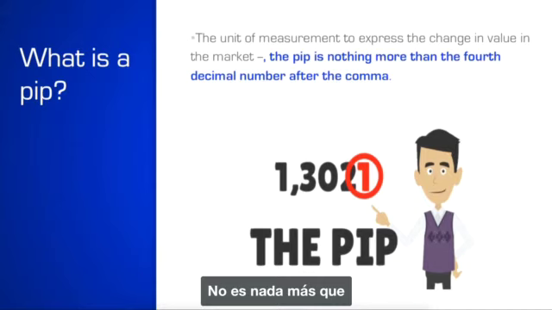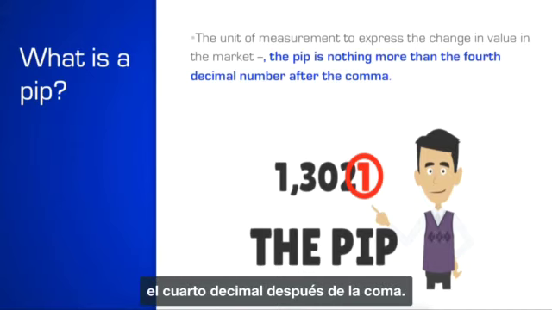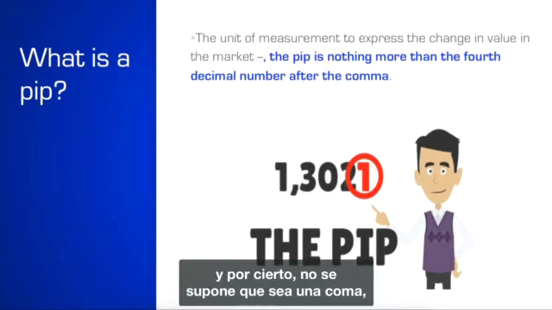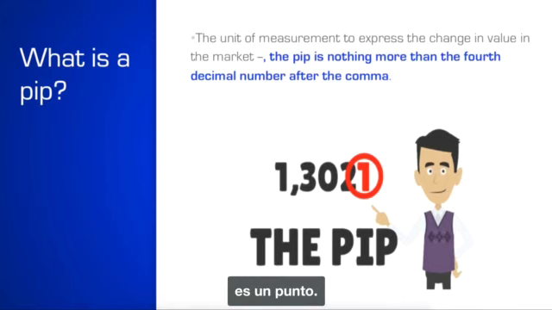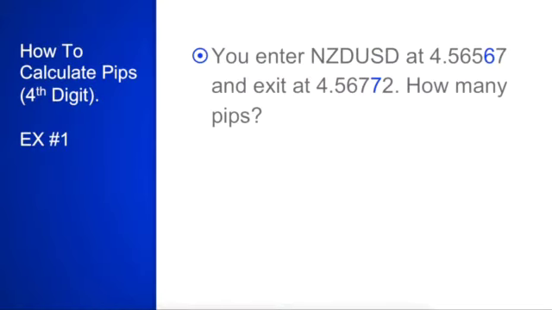It is nothing more than the fourth decimal number after the period. You see in this picture here, the 1.3021. And by the way, that's not supposed to be a comma. It's actually a period. So that's really 1.3021. The 1 is the pip position. Now you know what a pip is.